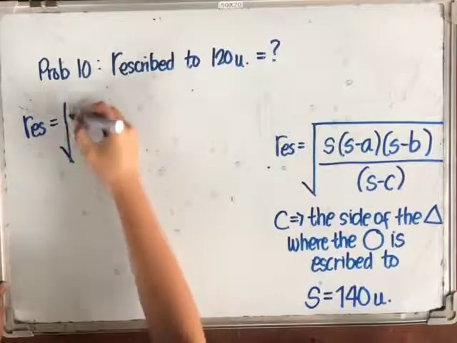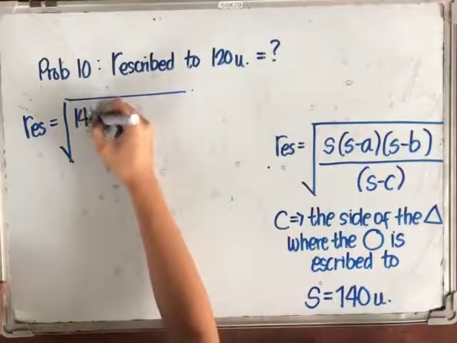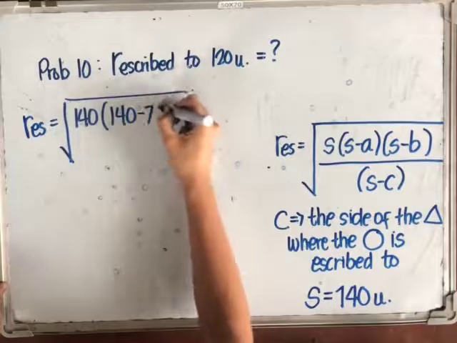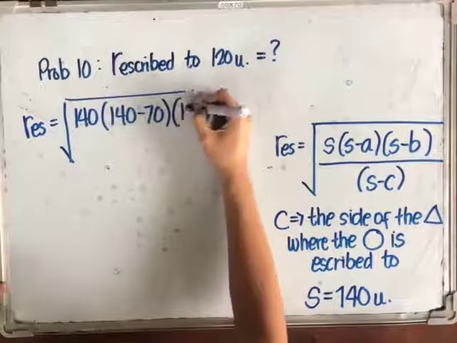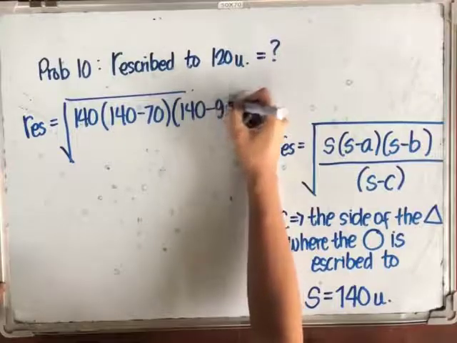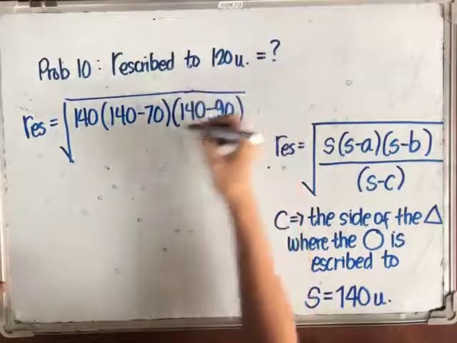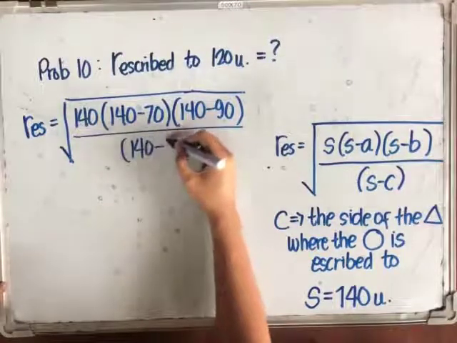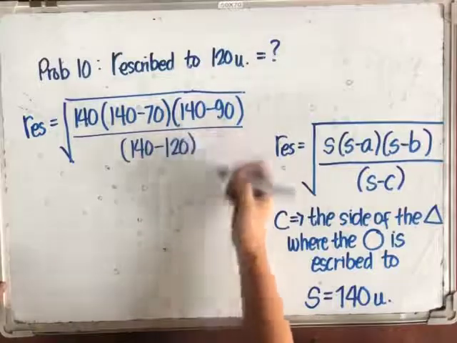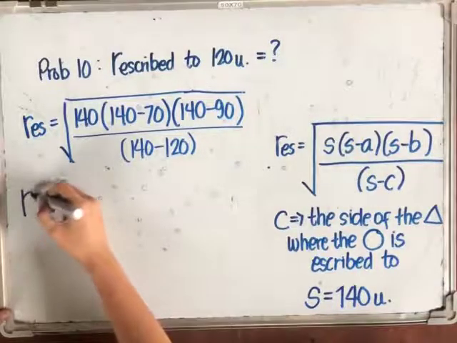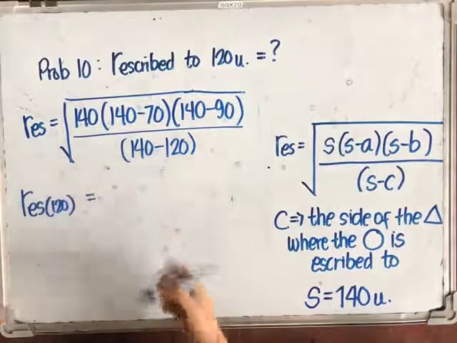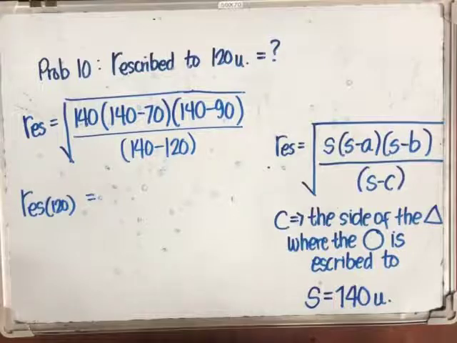Okay, now this would be the square root of 140, S is 140 minus A, say 70. And then 140 minus 90, that's your B. Divided by 140 na S minus C na 120. And that should give you the radius ascribed to side na 120 units. And the answer there should be how much ito?